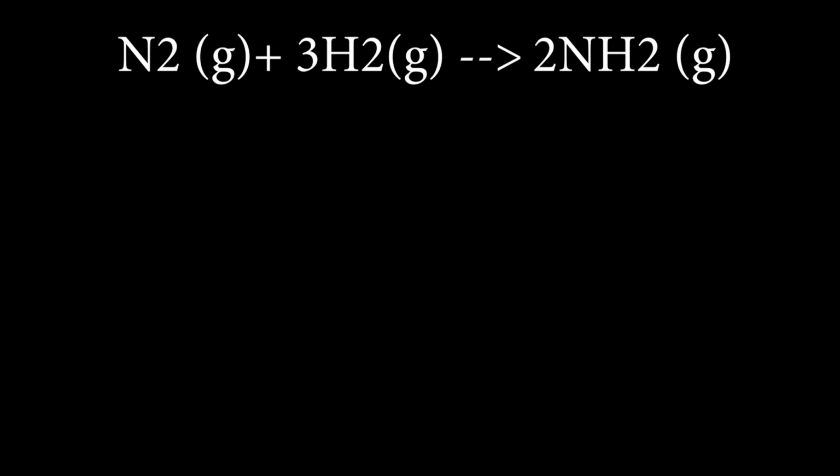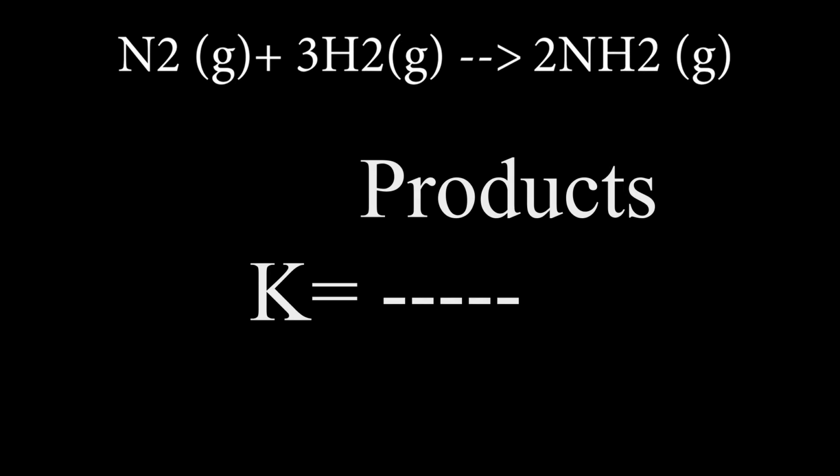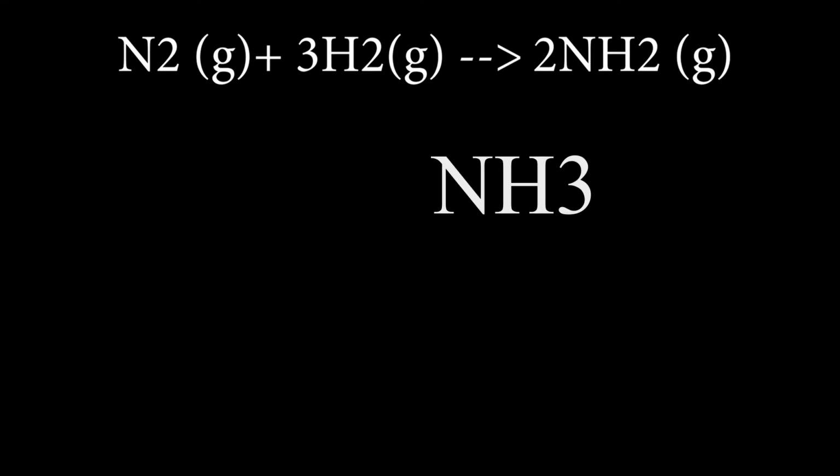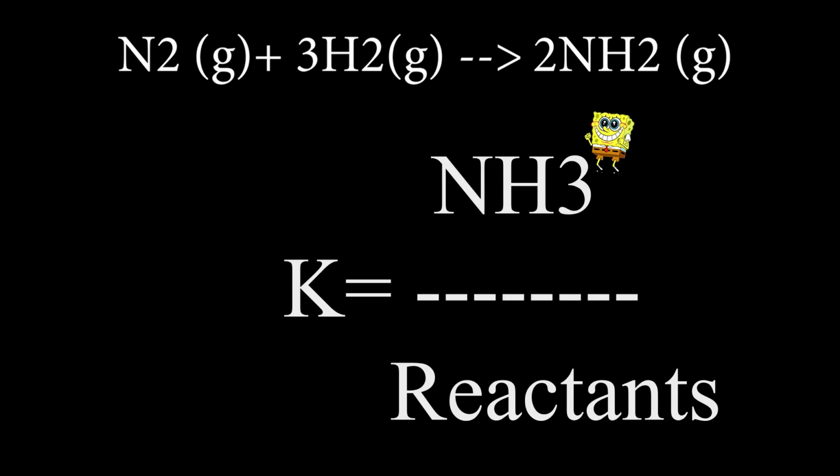For expressions to work, you need to know that the equation for setting up these expressions is K equals product over reactant. So that means since 2NH3 is the product, the expression will be written as K equals NH3 squared. If you're wondering why the squared, no, not that squared, it's because the coefficient always becomes the exponent. Whatever number is in front of the element always becomes the exponent in the expression.